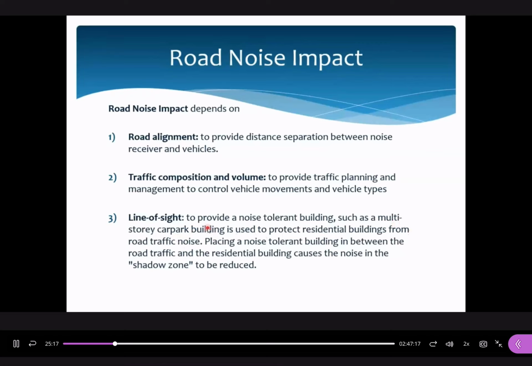We can use this as one of the mitigation measures to reduce noise effects. And what is the shadow zone? The shadow zone is what I explained before. If we have a sound source and this is the receiver, and we install a barrier in between the source and the receiver, how do we define the shadow zone?